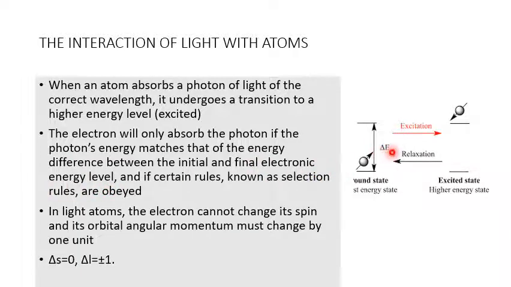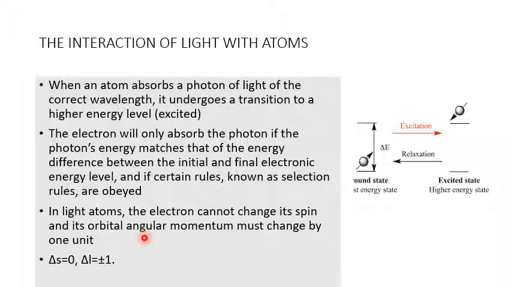The photon will be absorbed if the photon energy is equal to this gap of energy, and certain rules known as selection rules are obeyed. In light atoms, the electron cannot change its spin, and its orbital angular momentum must change by 1 unit. A lighter atom has more attraction of the nucleus, so when the electron goes into the excited state, it cannot change its spin.